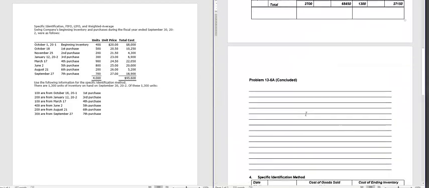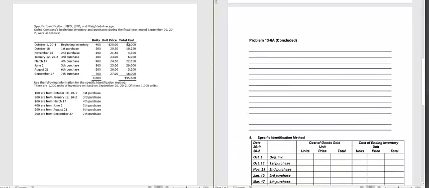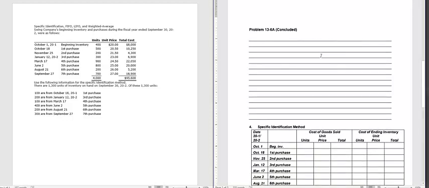Okay, the next method is going to be weighted average. Weighted average is pretty easy. All you do is you figure out the average cost per unit. So we have got 4,000 units, and altogether they cost $95,600. So to figure out your weighted average, you would take $95,600, divide that by 4,000 to get a per unit cost. So $95,600 divided by 4,000 equals $23.90 per unit.